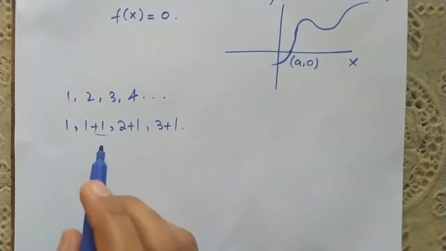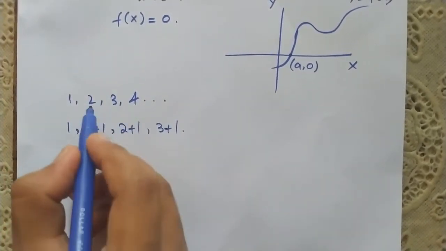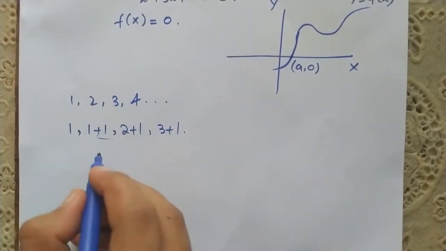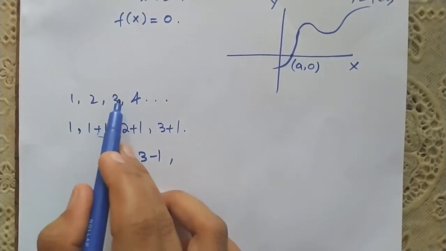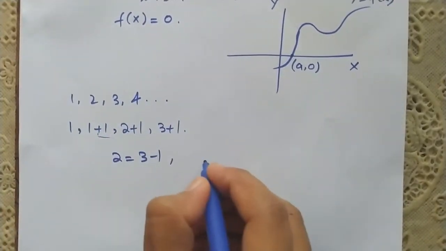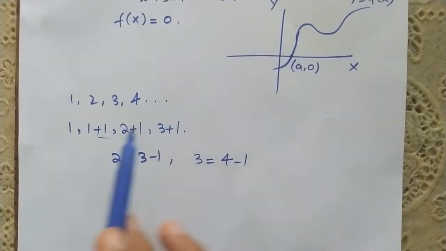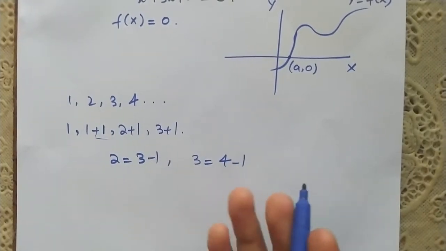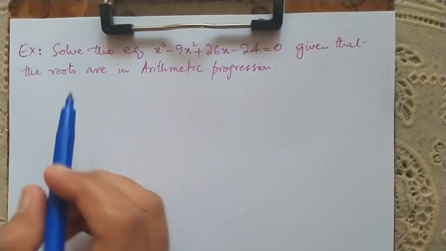And how to get the previous term? By subtracting the same constant. That is, 2 can be obtained from the next term as 3 minus 1, so 2 is equal to 3 minus 1. And 3 can be obtained from the next term as 3 is equal to 4 minus 1. Meaning for the next term, we are adding the same number 1 here, and for the previous term, we are subtracting the same number from the next term. Right, now come to the question.